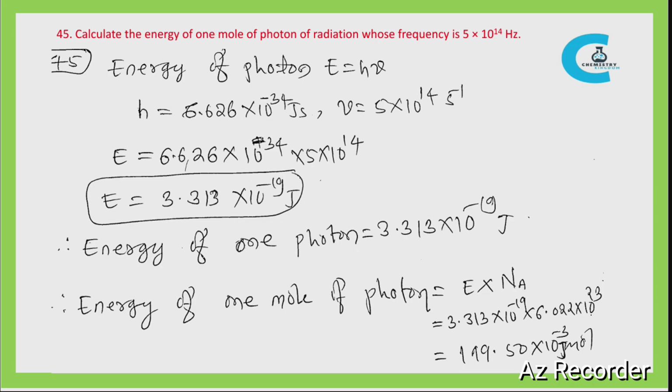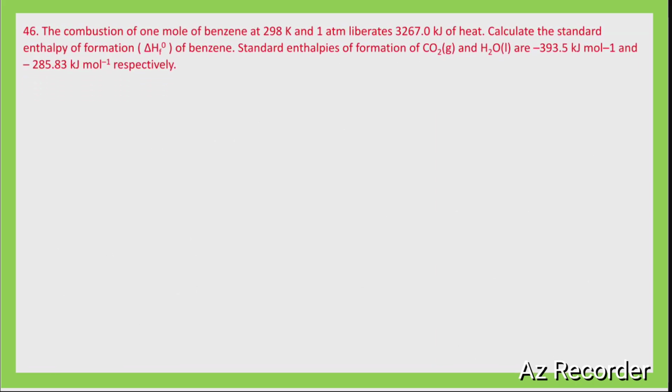They are asking the energy of 1 mole of photons. So 1 photon energy into Avogadro's number, 6.022 into 10 power 23, you will get the energy of 1 mole of photons. So the answer is 199.50 into 10 power minus 3 joule per mole. This is the answer.